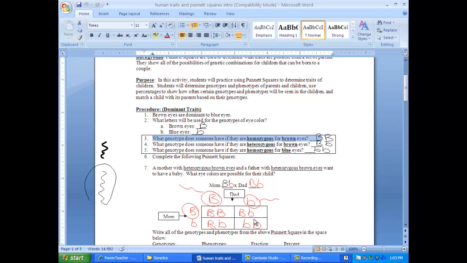So let me ask this. What is the chance that that child is going to have blue eyes? Jack? 25%. 1 out of 4. All right. Chances that the child's going to have brown eyes? 75%. 1, 2, 3 out of 4. Because remember, even if a recessive trait is paired with a dominant trait, the dominant trait is always going to show. Okay?